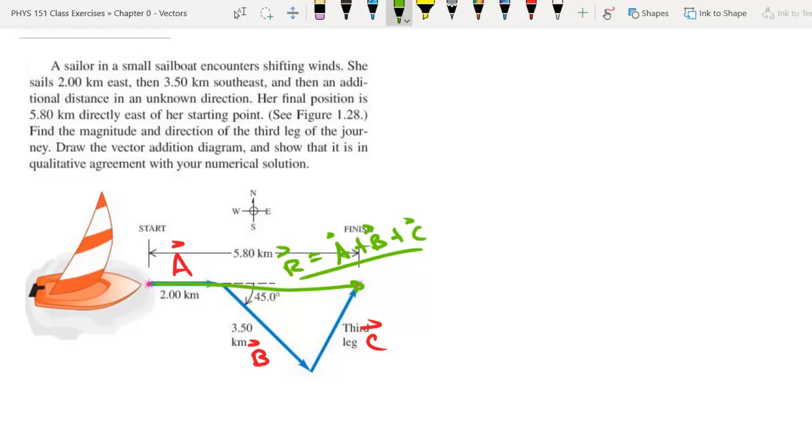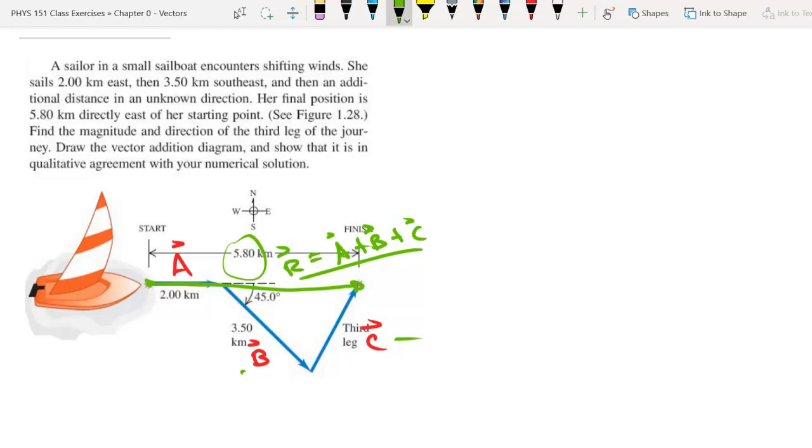Now we know something about some of these vectors. I know that I'm given here a direction and a magnitude for vector A. So I know a lot about vector A, and I'm given a magnitude and direction about vector B as well, so I know a lot about that one. I know nothing about C, but I do know something about R, right? We do know that it should start out here and end over here. And we know the distance is 5.8 kilometers.